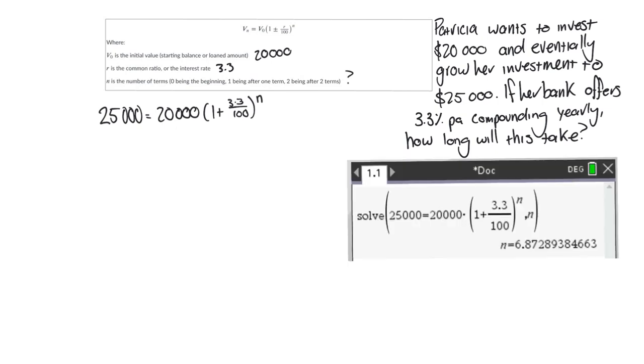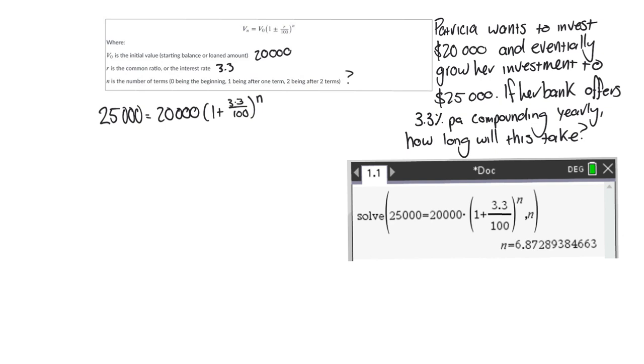Let's have a look. Okay, so I've used the solve function and I've typed this in. I've used the letter N. You could use X, you could use Q, doesn't matter. And then I've told my CAS to solve for N. So I'll put comma N on the end. Here we go. So it says after 6.87 years, my investment, or Patricia's investment, will eventually get to $25,000.